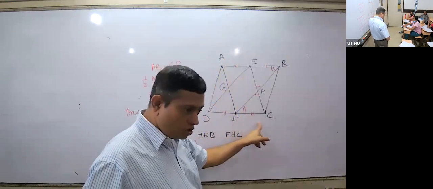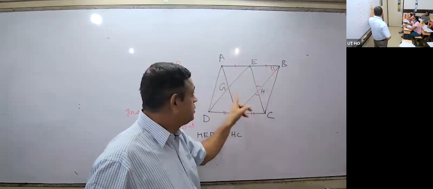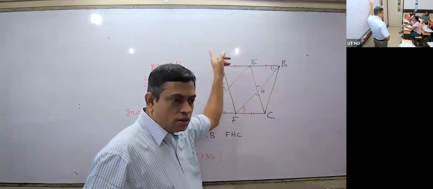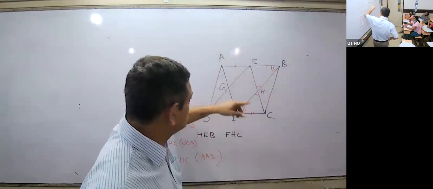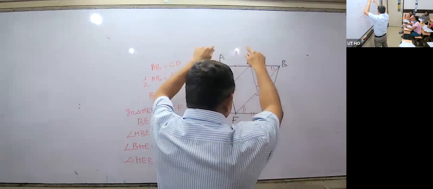Yes. AE and CF are equal, and AE is parallel to CF. Therefore, AECF is a parallelogram. If AECF is a parallelogram, you'll get these two are parallel. Yes or no? Yes.